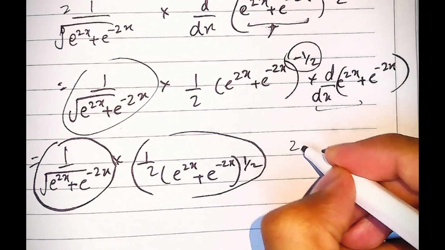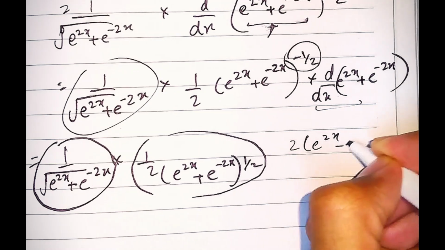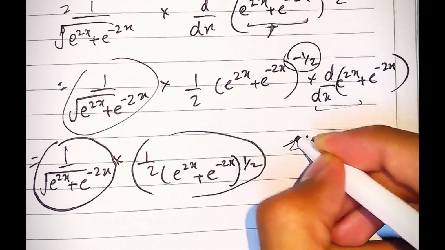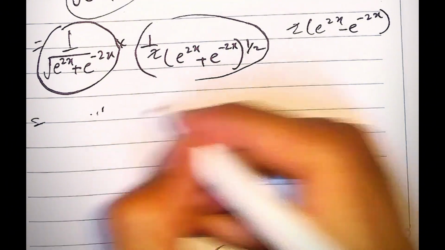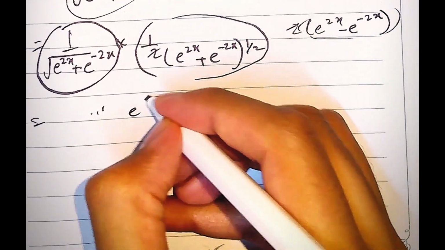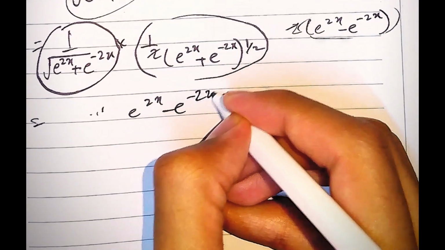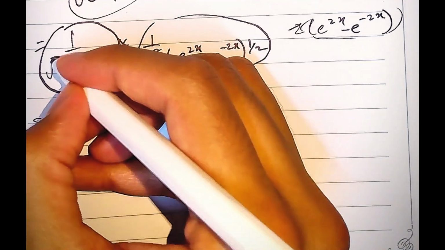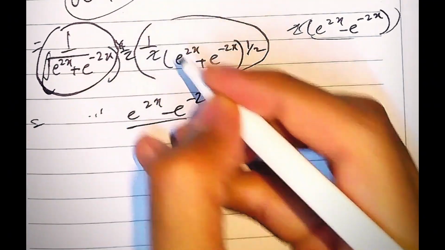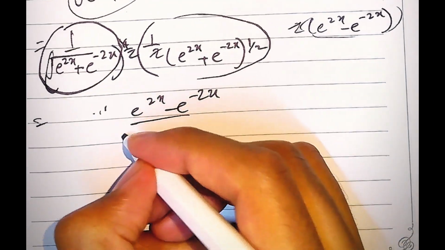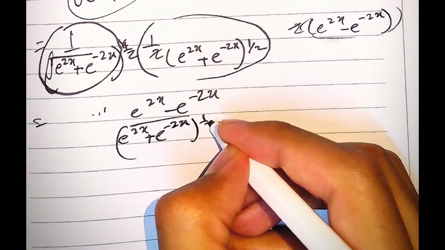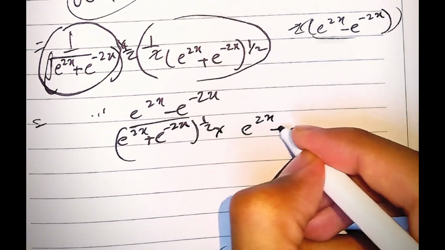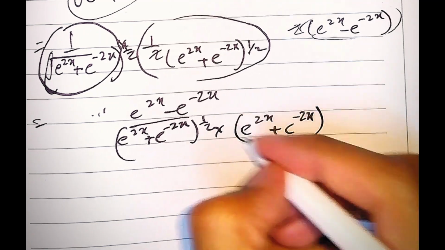So we have e^(2x), 2 will be separated, minus e^(-2x). So this was actually the function. We can put it right over here, 2 times (e^(2x) minus e^(-2x)). So 2 is cancelled and we are left with this thing in the numerator. So we have e^(2x) minus e^(-2x) divided by, there's a thing. This thing is actually 1 divided by 2, the square root. So we have (e^(2x) plus e^(-2x)) to the 1 divided by 2, multiplied by (e^(2x) plus e^(-2x)) to the 1 divided by 2.